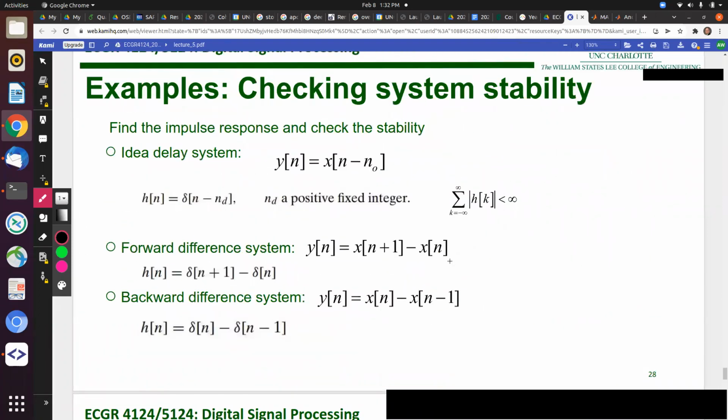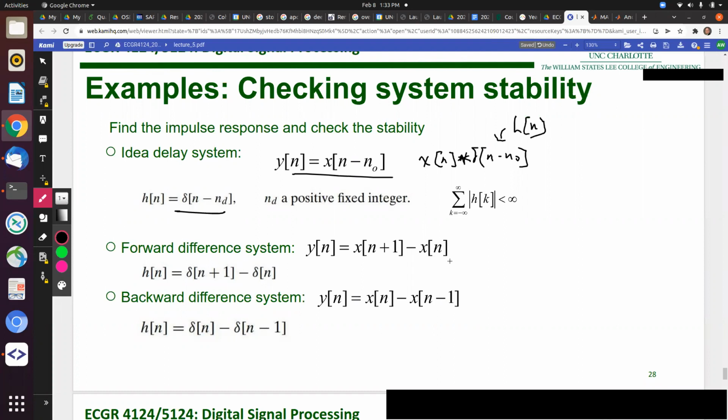Checking system stability. Okay, ideal delay system. What is h of n? It's this delta. So this is the system. Can we extract h of n out of this? Well, how do you get x of n minus n naught? You can write it as x of n convolved with delta of n minus n naught. It's another, do I know the sifting property kind of question. Then this here is h of n.